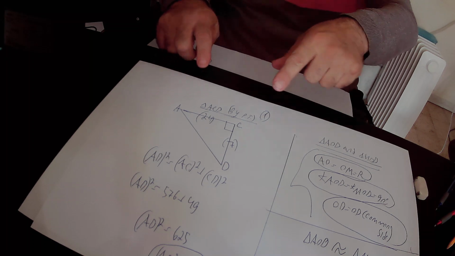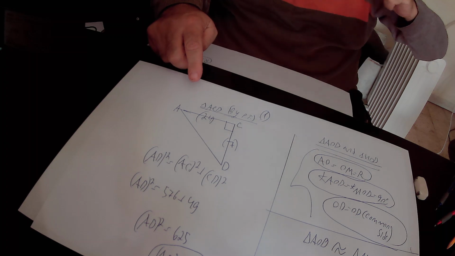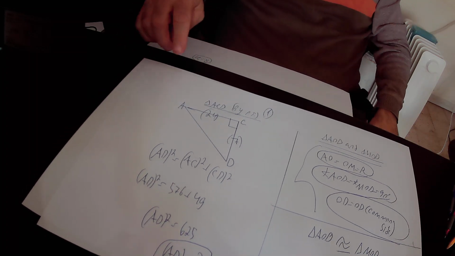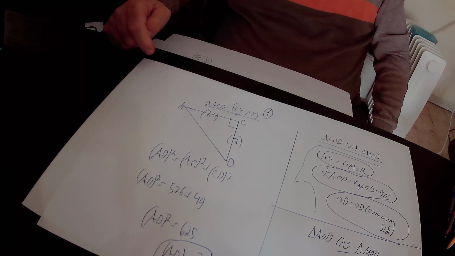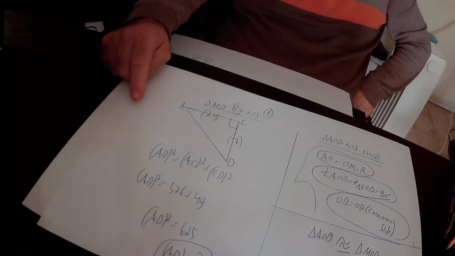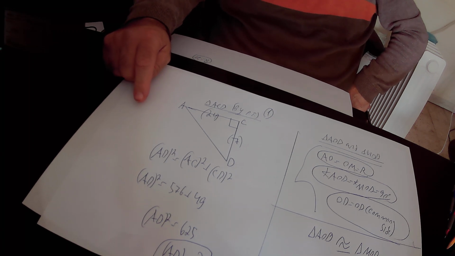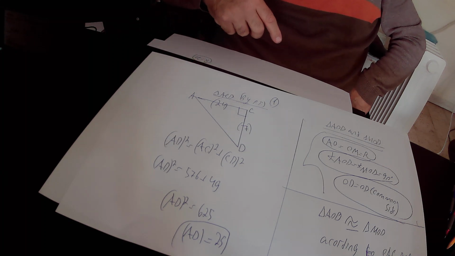AC equals to 24, CD equals to 7. The only missing side is the hypotenuse AD. According to the Pythagoras theorem, in this right triangle ADC, AD square equals to AC square plus CD square. So AD square equals to AC square. AC is 24, therefore AC square is 24 squared, that is 576, plus CD square. CD is 7, therefore CD square is 7 square, that is 49.